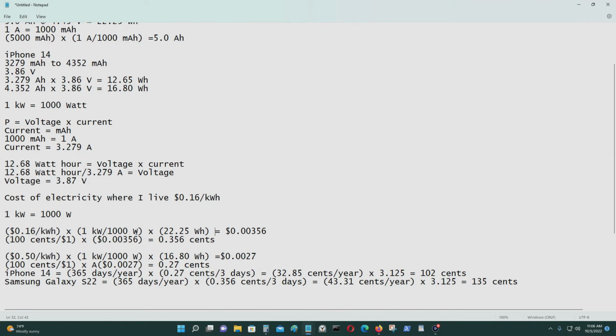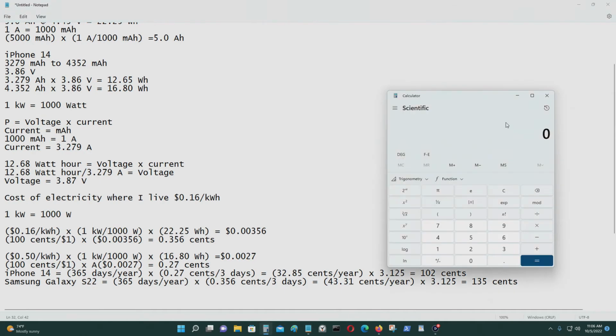Watts cancel out here. Hours cancel out here. Kilowatt cancels out. All we get is the unit in dollars. So we get 0.00356 dollars, and we want to convert that to cents, right?